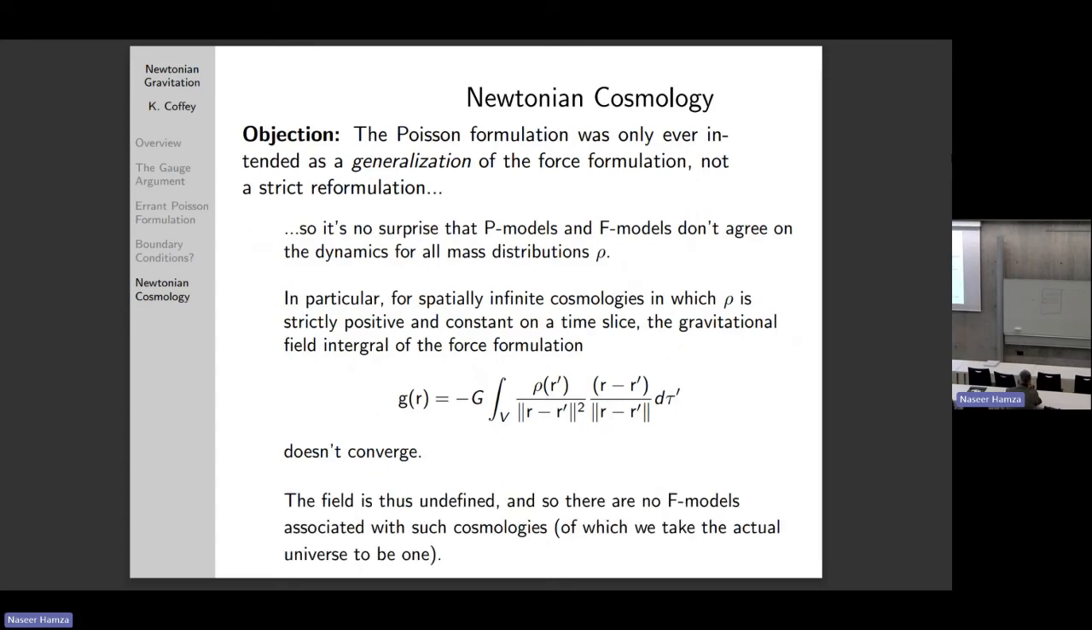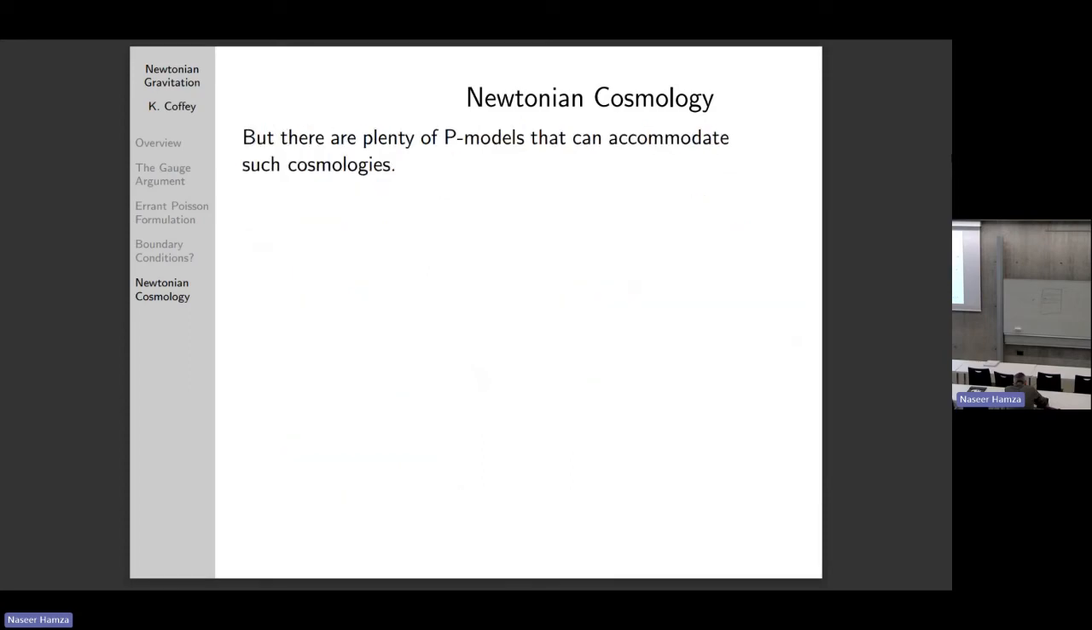So for spatially infinite cosmologies, we find that the field isn't defined, right? The gravitational field is defined this way, right? And the integral formulation isn't defined. And so there are going to be no F models associated with such cosmologies, right? And lots of people take this to be problematic because, among other things, we take our universe, at least on a coarse grain scale, to be just such a universe. But there are plenty of P models that can accommodate such cosmologies.